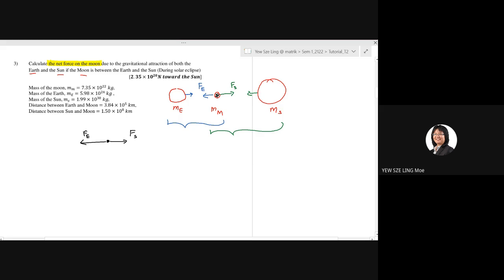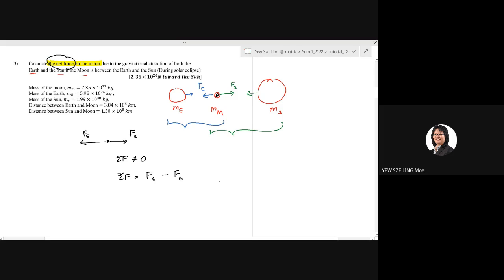According to the question, you are asked to calculate the net force, which means the net force is not equal to 0. Aha! In the previous question, it told you the net force is equal to 0. But now it asks you to calculate the net force acting on the moon. So now your net force is no longer equal to 0, but based on the free body diagram, it is equal to Fs minus Fe.